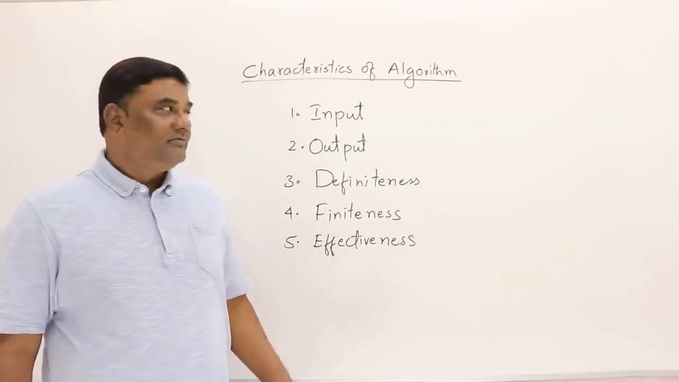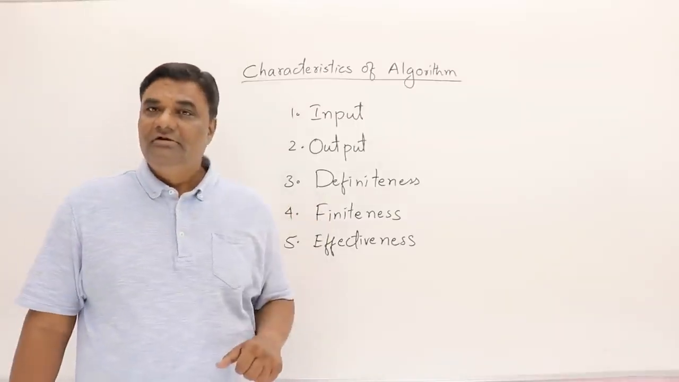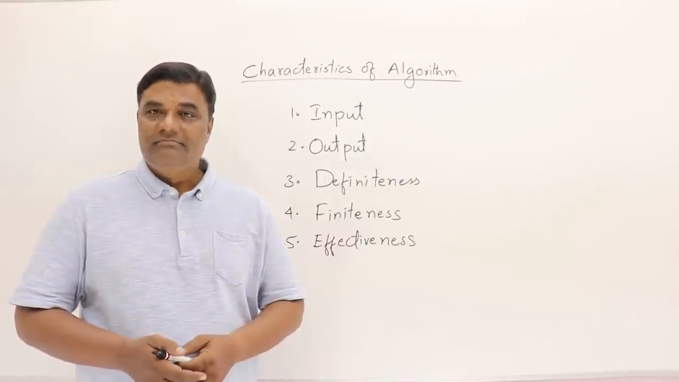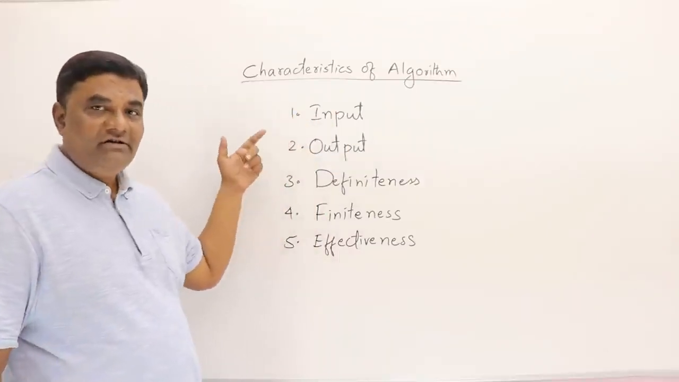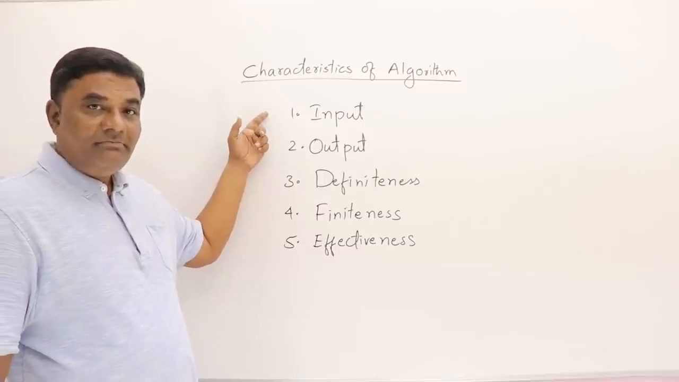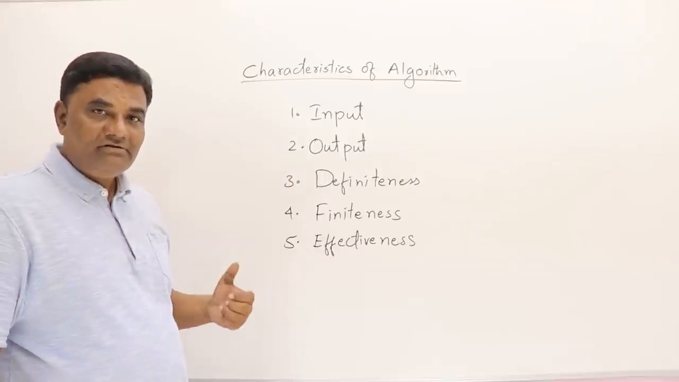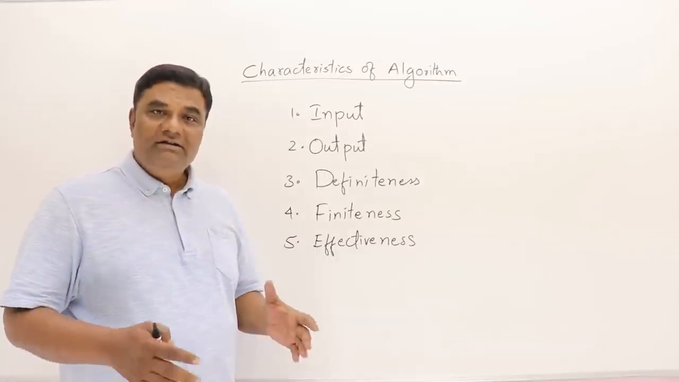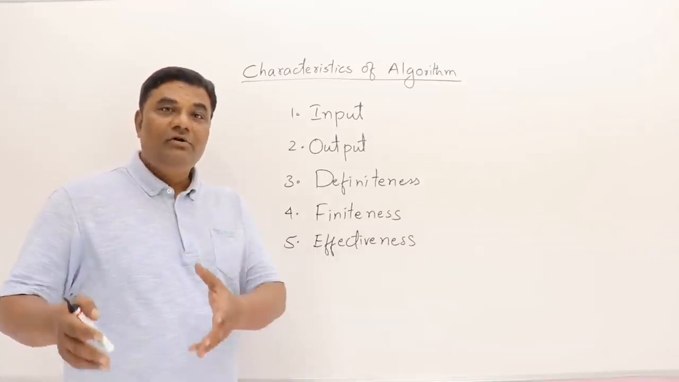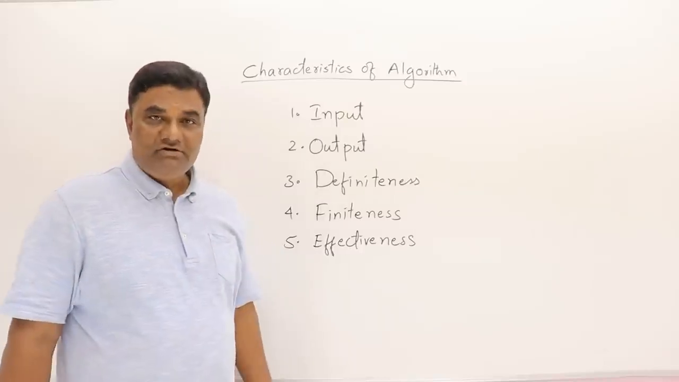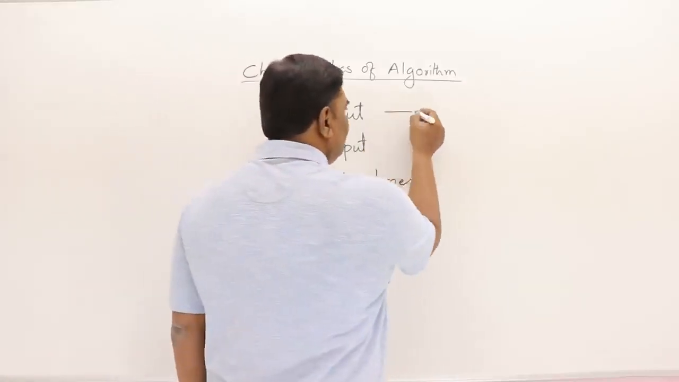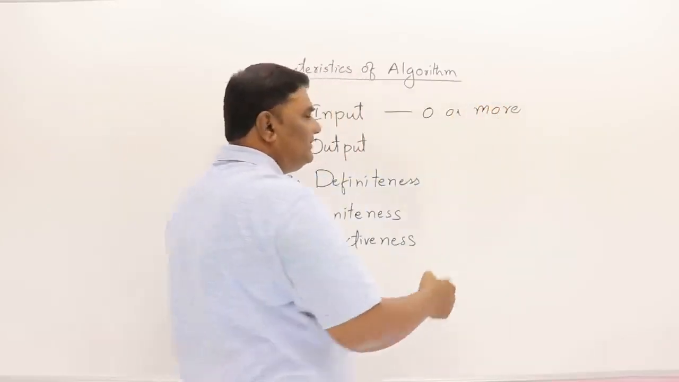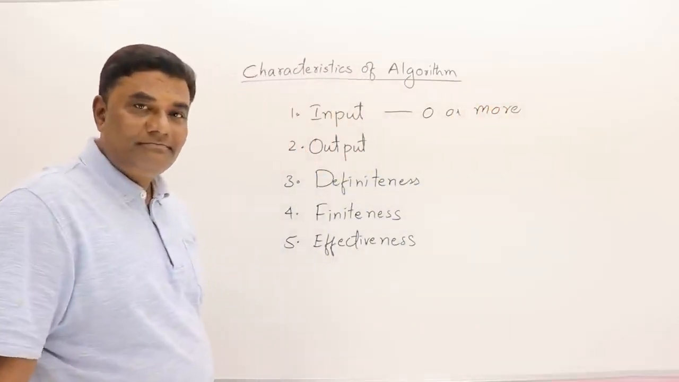Now next video, characteristics of algorithm. What are the characteristics? What are the properties of an algorithm? So let us check. First one, algorithm must take some input. Some algorithm may not take any input also, but algorithm can take 0 or more input.